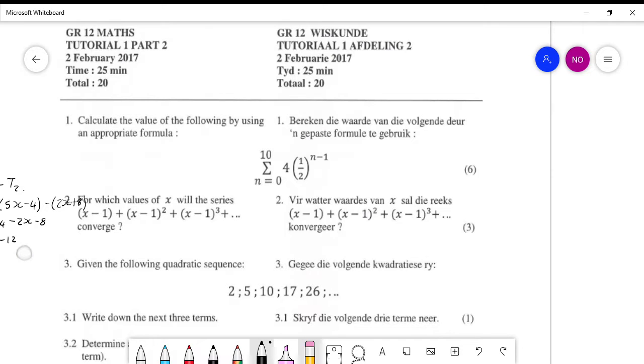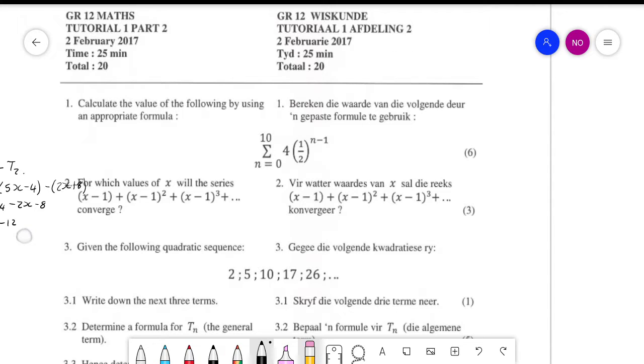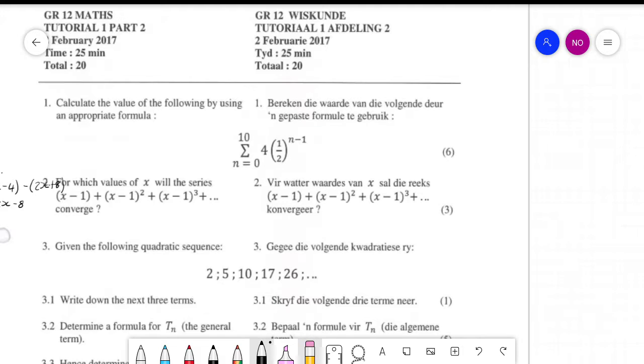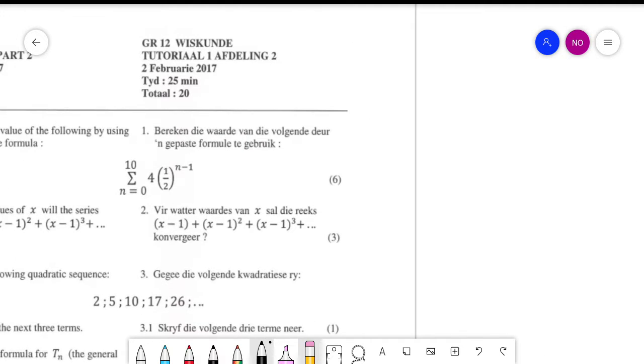Okay. So remember, when we're working with sigma notation, you're working with the sum of a sequence, not a part of a sequence, adding a sequence. So let's quickly calculate the first few terms. We start with a, and it's equal to 4 times half to the power of 0 minus 1, and that's equal to 8, I think.